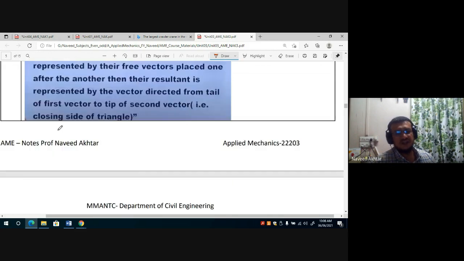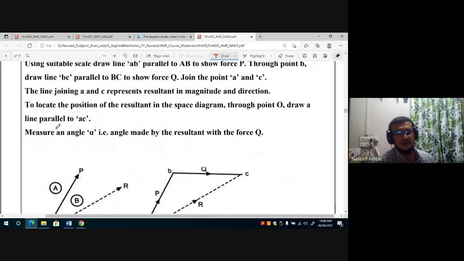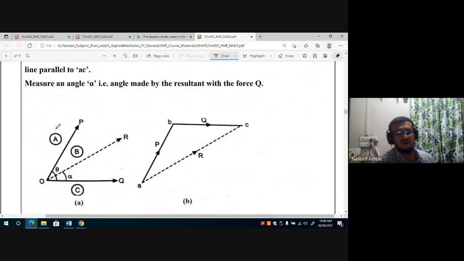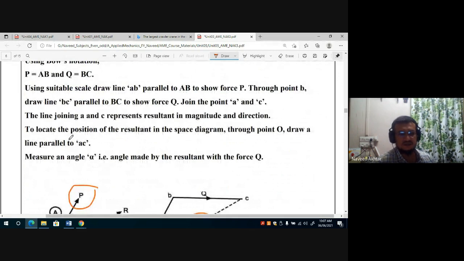Now we are seeing the triangle law of forces. It is also for two forces, P and Q. The line closing the triangle is nothing but the resultant, but it will be in the opposite direction. So that is the triangle law of forces, and this is the graphical method we can use.